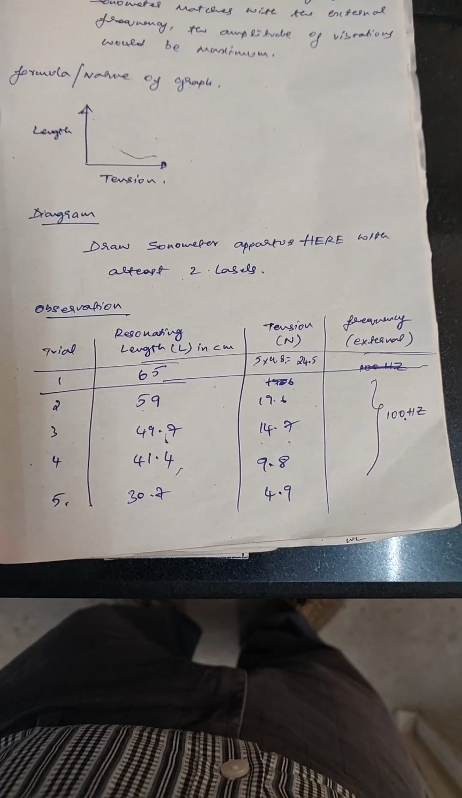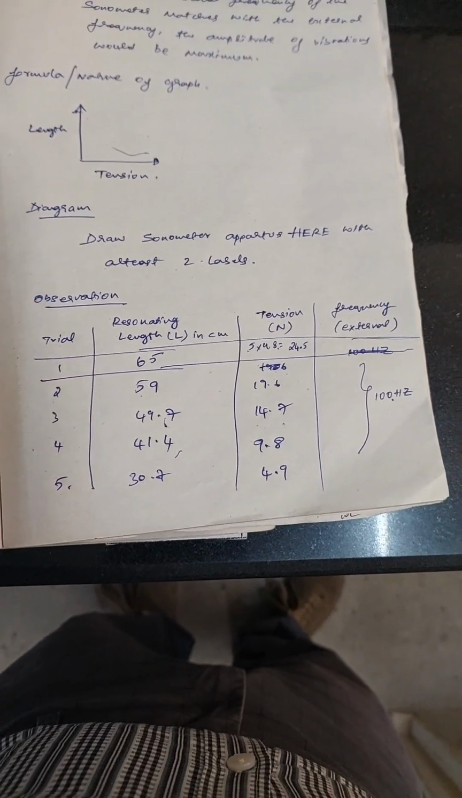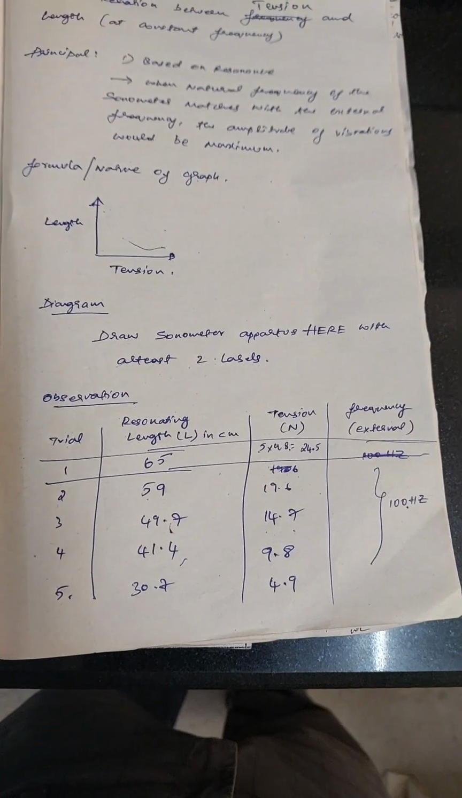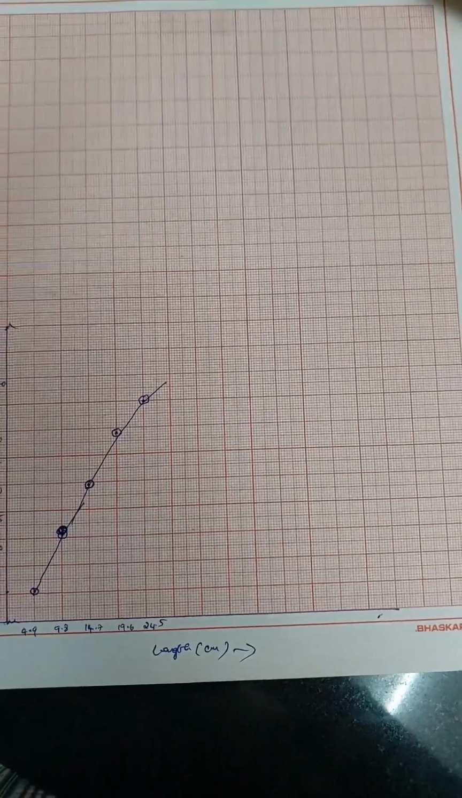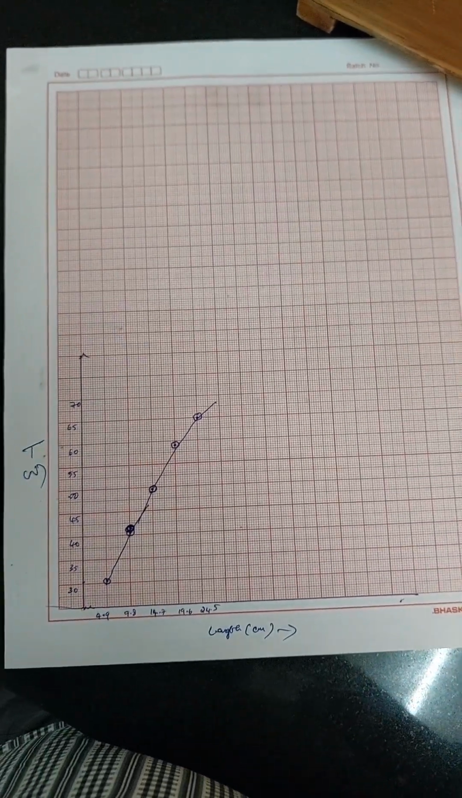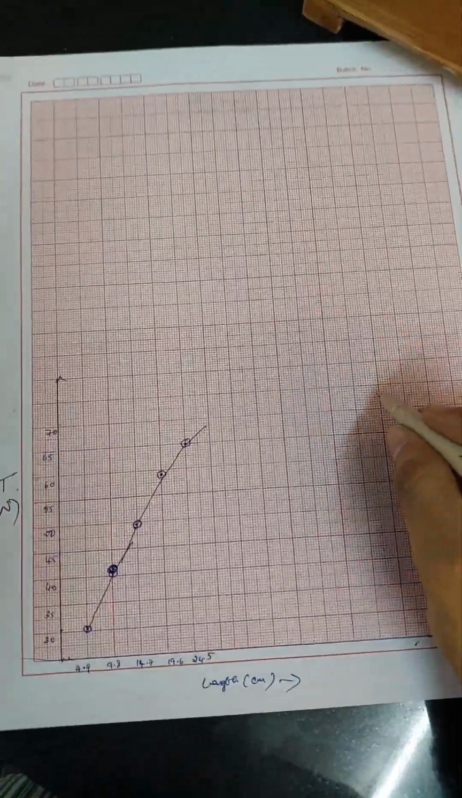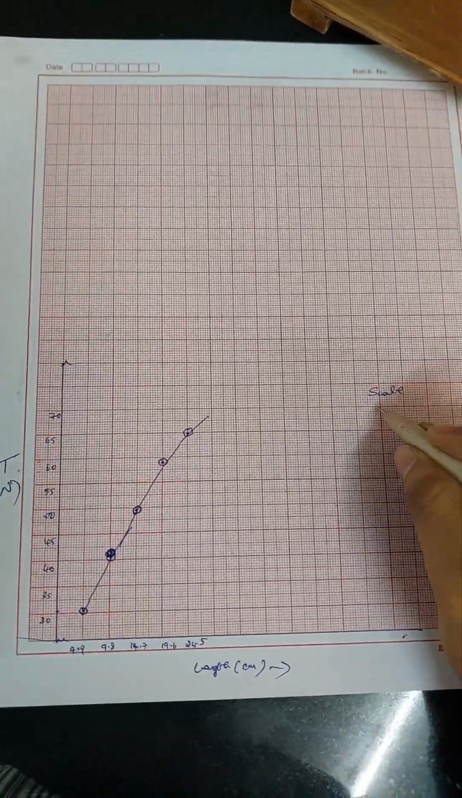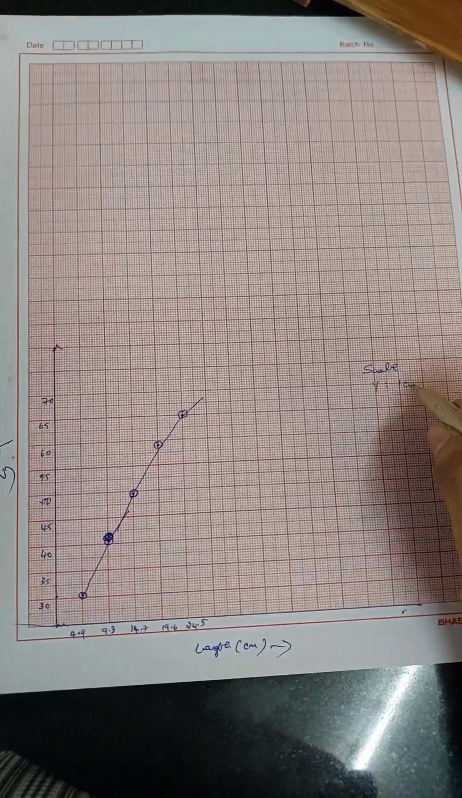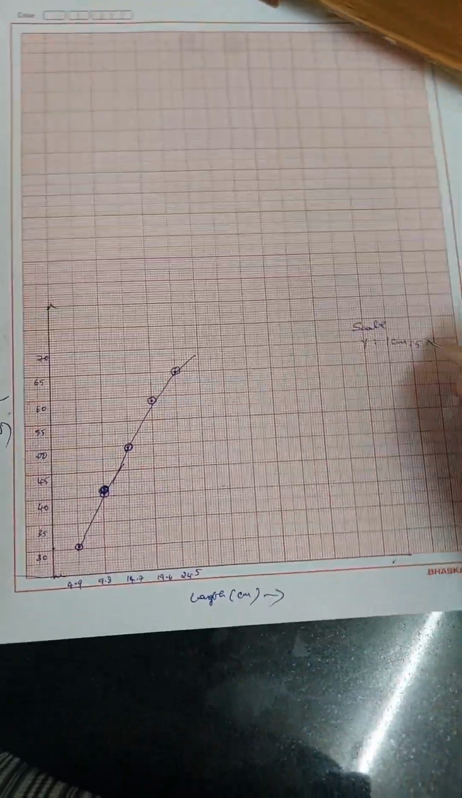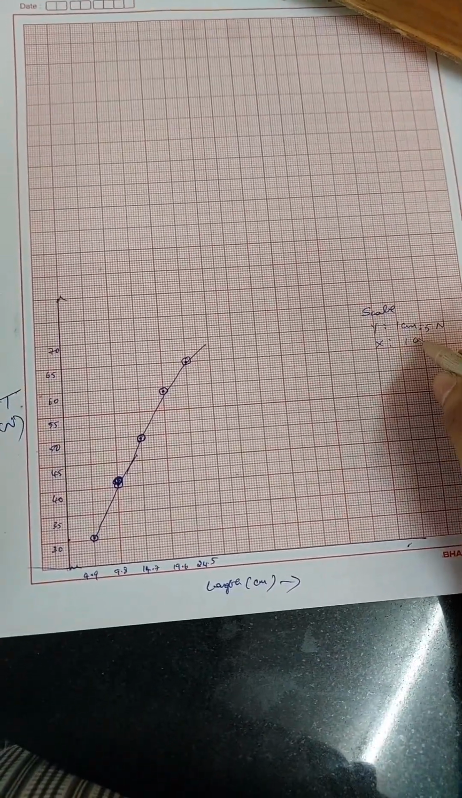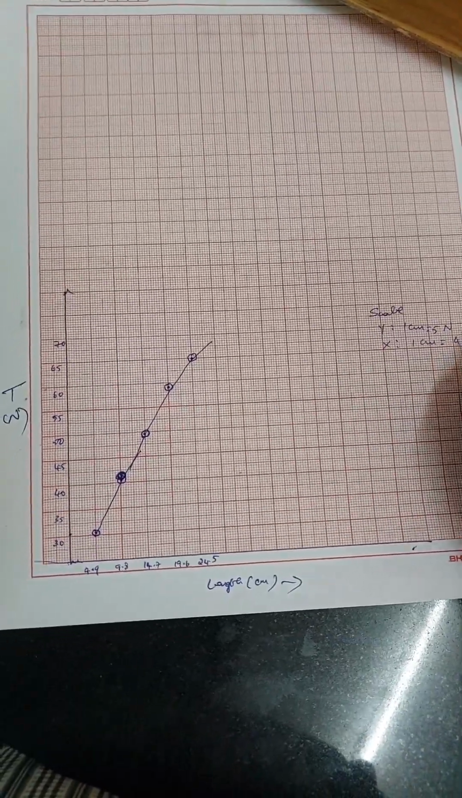I have taken 5 readings because I want to plot the graph. Whenever you want to plot the graph, there should be at least 5 readings. So when you plot tension versus length, this is the curve. Basically, don't forget to write the scale also. The scale is, for the y-axis, 1 centimeter equal to 5 newtons, and on the x-axis, 1 centimeter equal to 4.9 centimeter.